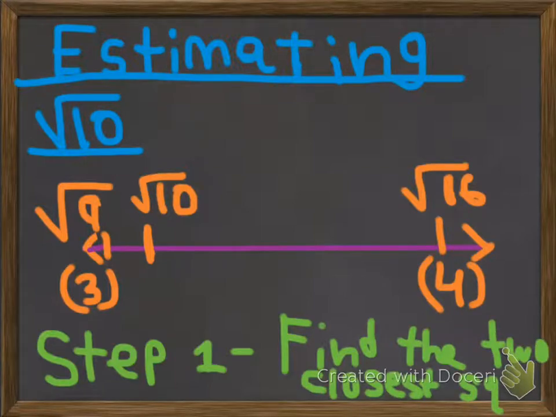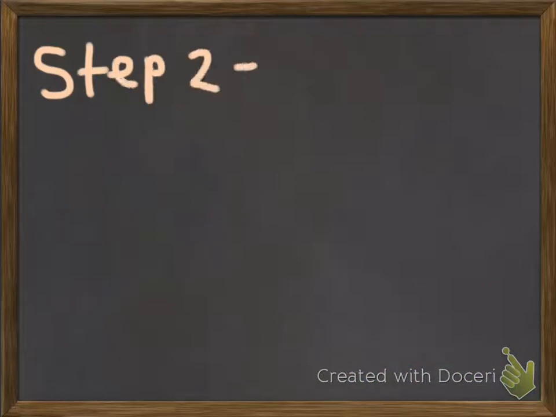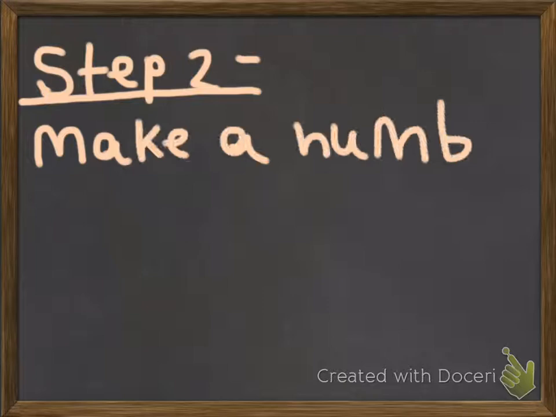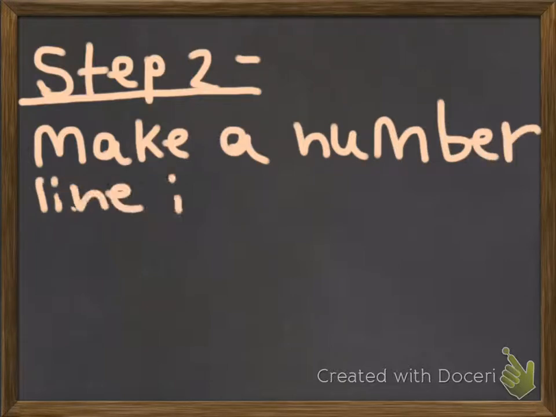You gotta find the two closest squares, as we did, square root of 9 and square root of 16. So if it was another number, you're gonna have to find the two closest perfect squares. Okay, step 2. You gotta make a number line. Use a number line and put the two perfect squares on it. So if it was square root of 10, put square root of 9 on one side and square root of 16 on another side.